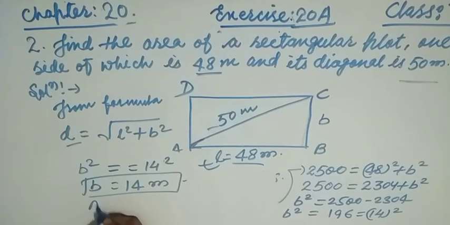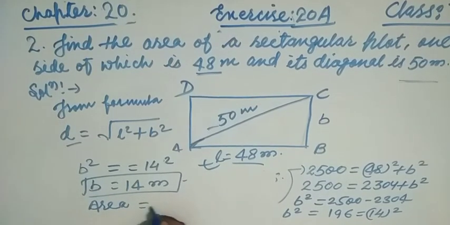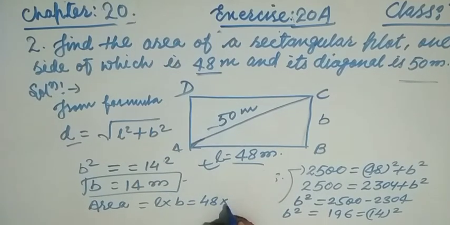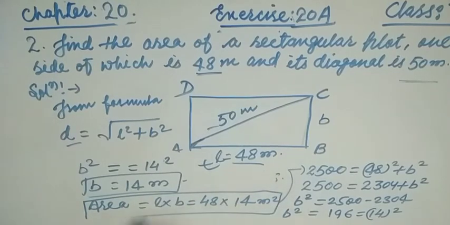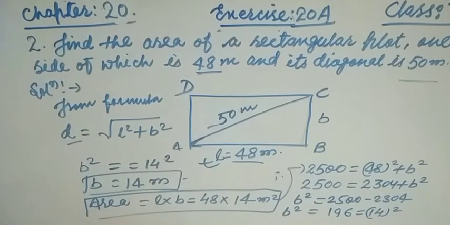Okay, now L is here and B is here. Now area, friends, area of rectangular plot is L into B. L is 48 friends and B is 14. So this is meter square. Now friends, multiply 48 by 14 and get the answer. Okay, I hope you will be clear.